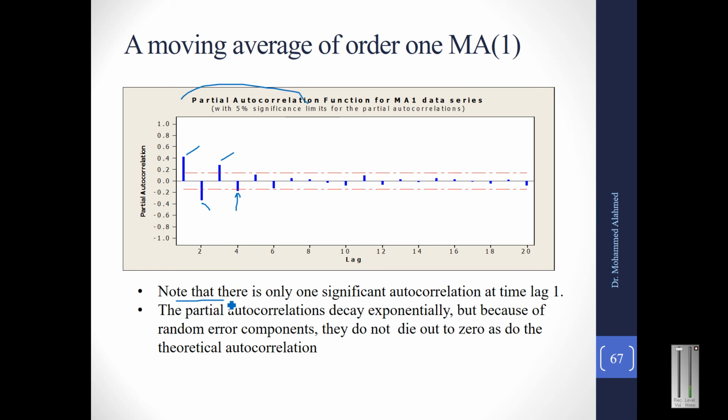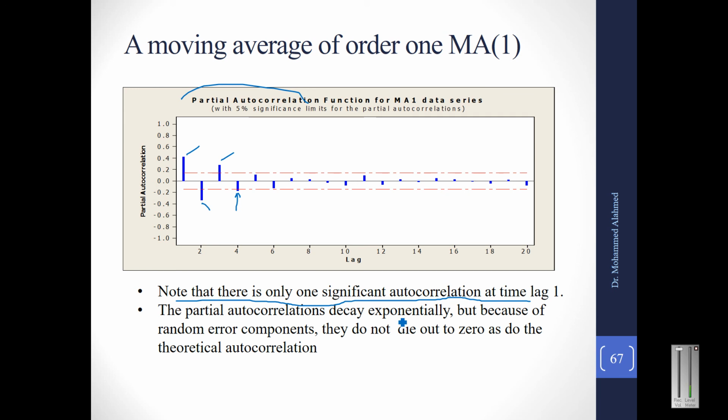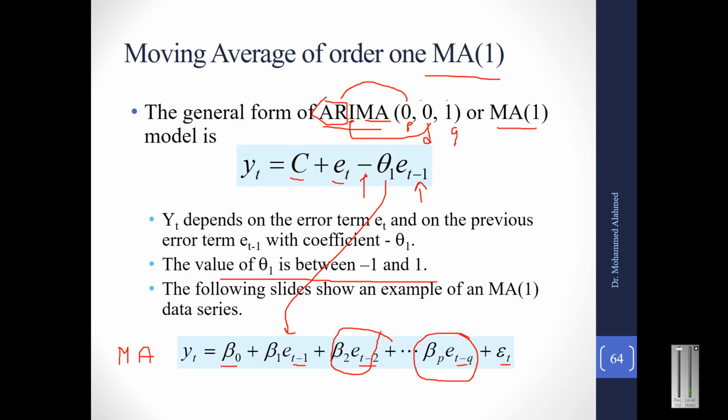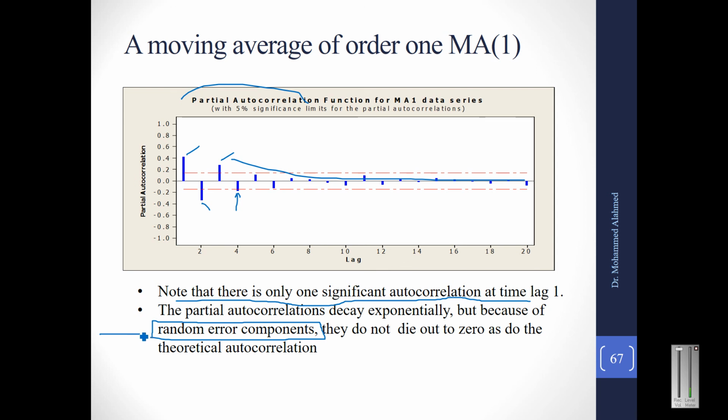It says, note that there is only one significant autocorrelation at time lag 1, which you saw in the previous slide, and the partial autocorrelation decays exponentially, right? Again, in that case it decays exponentially, but because of some random error components, right? Why random error components? Because the expression for moving average is a series of error terms combined together. Hence this comes as random error components. They do not die out as they do in the theoretical autocorrelation, right?